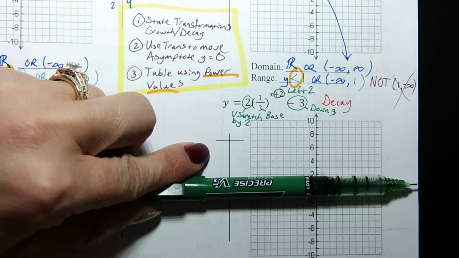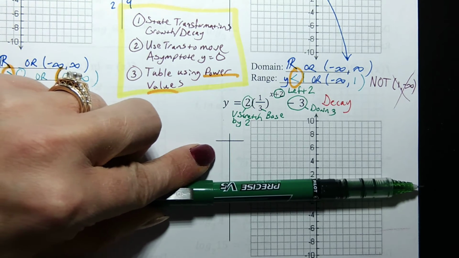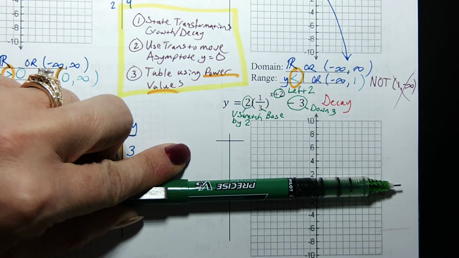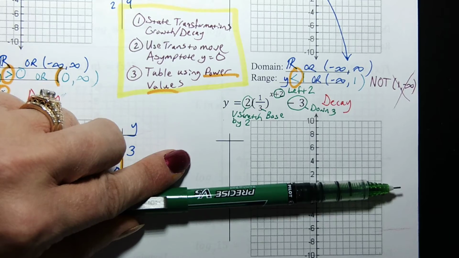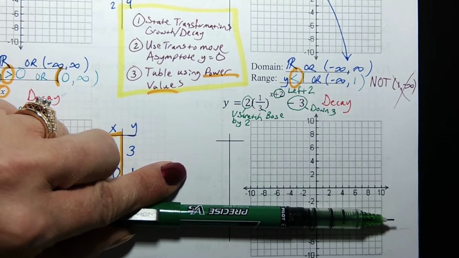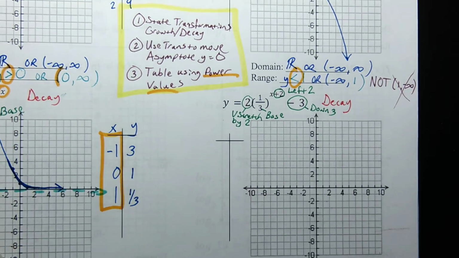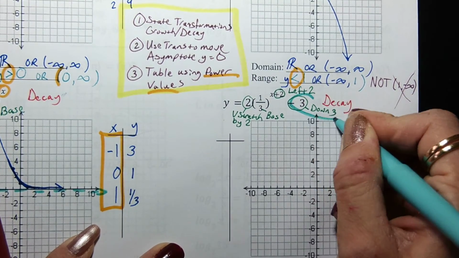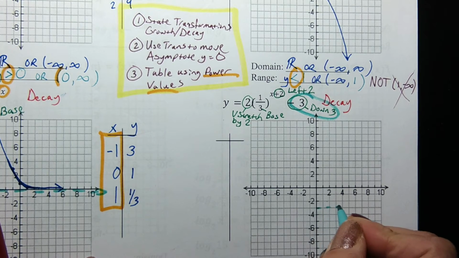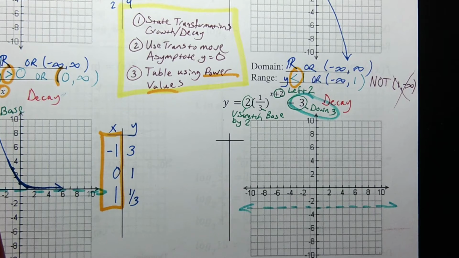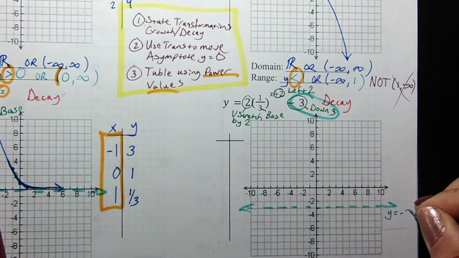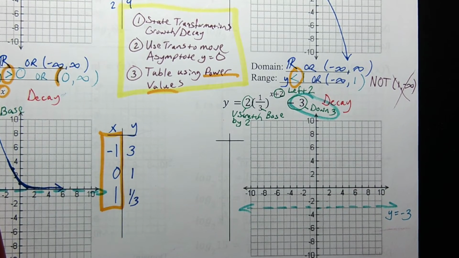The base does nothing. If I move a horizontal line left 2, is that horizontal line actually moving? No, it's still at y equals 0. But if I slide it down 3, has it moved? Yes. So we used our transformations to visually move the asymptote, and that down 3 is the only one that affects it. So now our asymptote is at y equals negative 3. So step 2 is done.